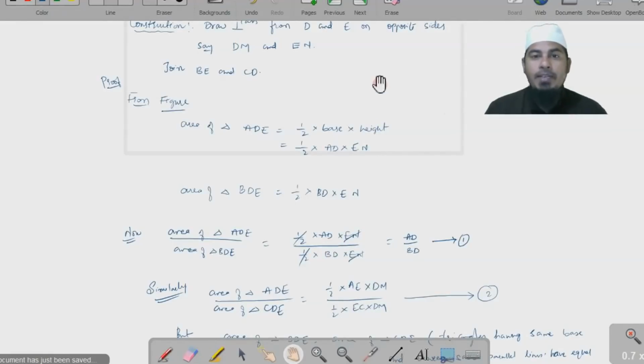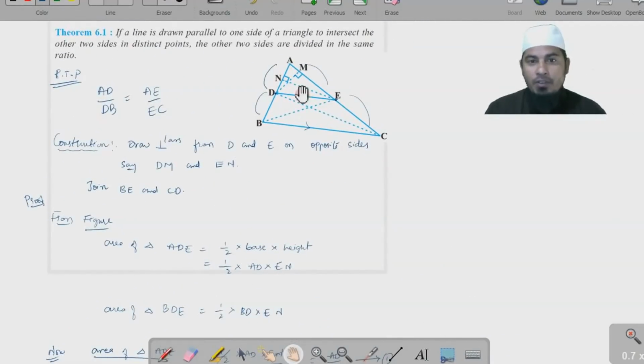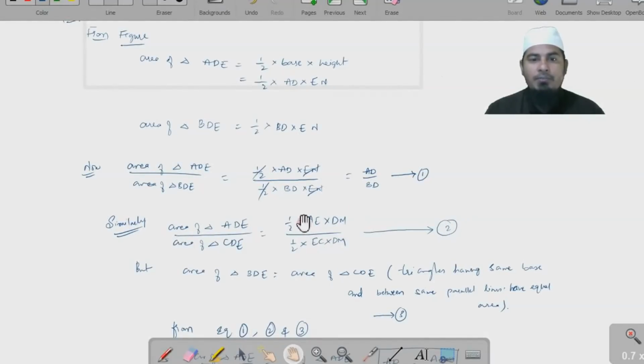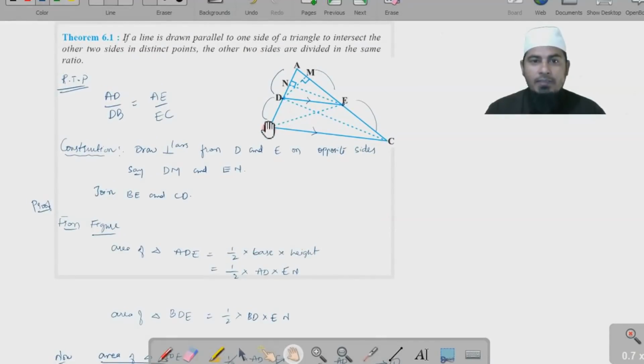Similarly, if we write the same statement for triangles ADE and DEC, taking base AE and base EC for the lower triangle, half into base into height, the height will be DM. So you will get the statement like this. DM and half get cancelled, leaving only AE by EC.